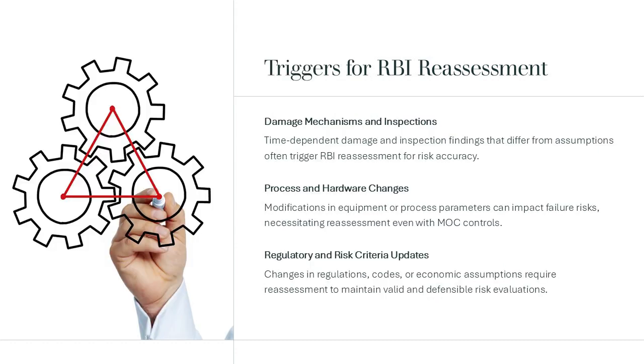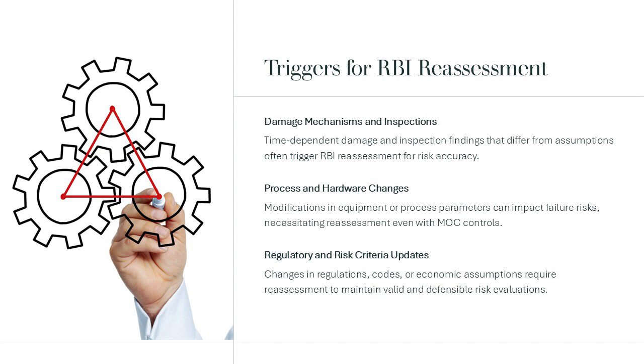Several factors can trigger the need for an RBI reassessment, most of which relate to changes that significantly alter risk. Damage mechanisms and inspection activities are common drivers. Many damage mechanisms are time-dependent, and deterioration rates may change as operating conditions evolve. Inspection findings that contradict previous assumptions may indicate the need for a broader review.